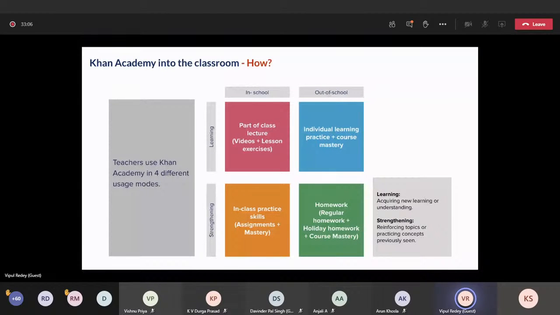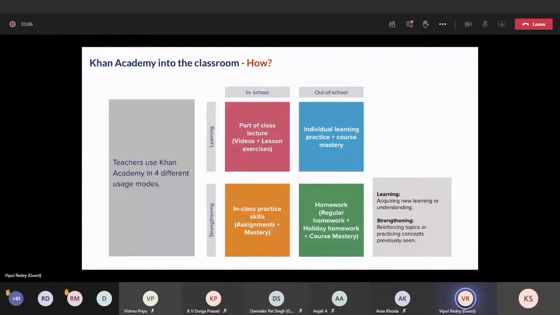In terms of what that means in a classroom setting, there are 4 major models of usage. Depending on whether you want to use Khan Academy in school or out of school, there are different models. Depending on whether you want to use it as a primary resource or as a supporting resource, so is this where initial learning happens, or is it a resource used for reinforcing something you learned elsewhere, from a textbook or a class lecture?